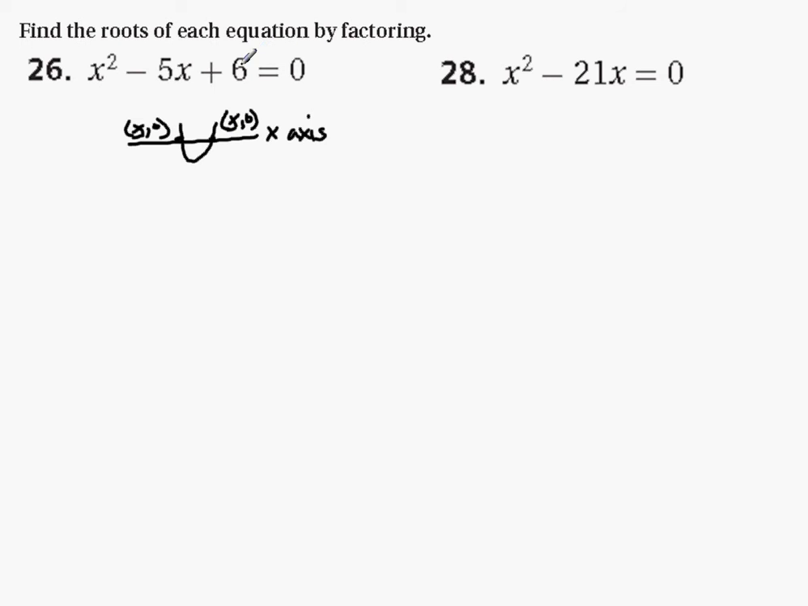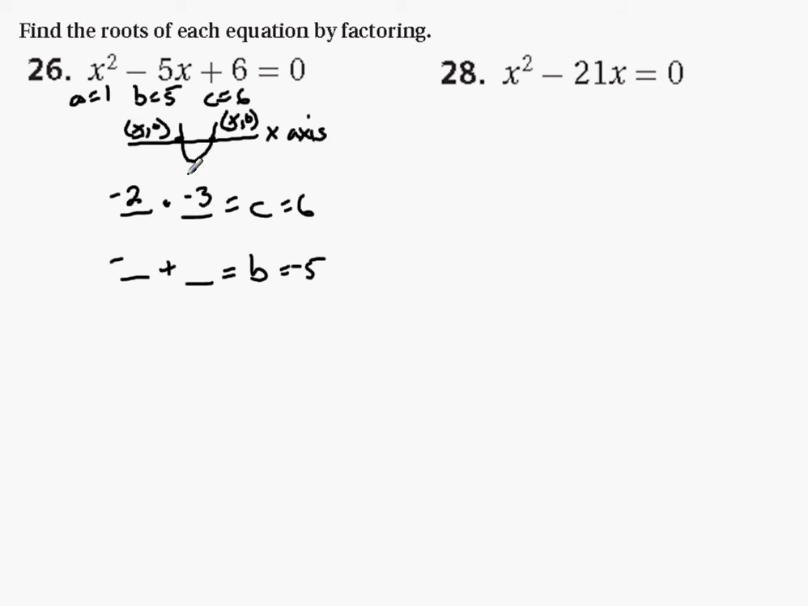Alright, so by factoring, here's how this works. We're going to ask two questions. What two numbers, when multiplied together, give you C? And when you add those same two numbers together, you get B. Well, in this case, A is 1, B is -5, and C equals 6. So what two numbers, when multiplied together, equal 6, and when added together, give you -5? Well, the ones that come to my mind are -2 and -3. When I multiply a negative times a negative, I get a positive. And if I add -2 and -3 together, I get -5.